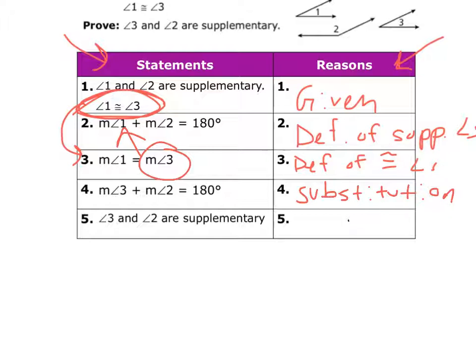So now we have step 5. Angle 3 and angle 2 are supplementary. How did we get from 4 to 5? Definition of supplementary.